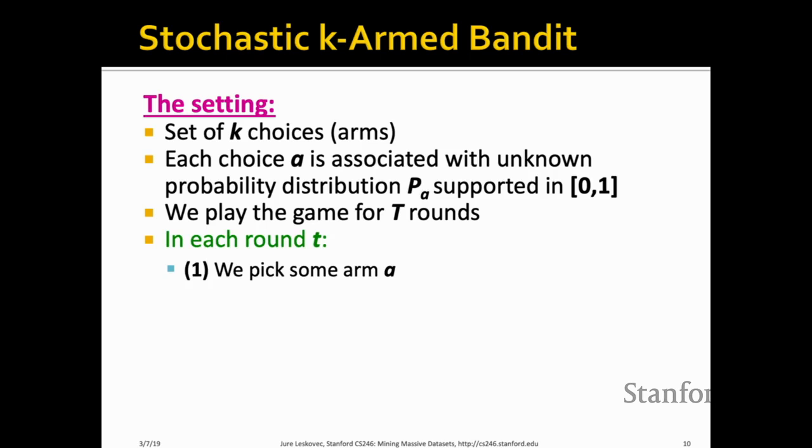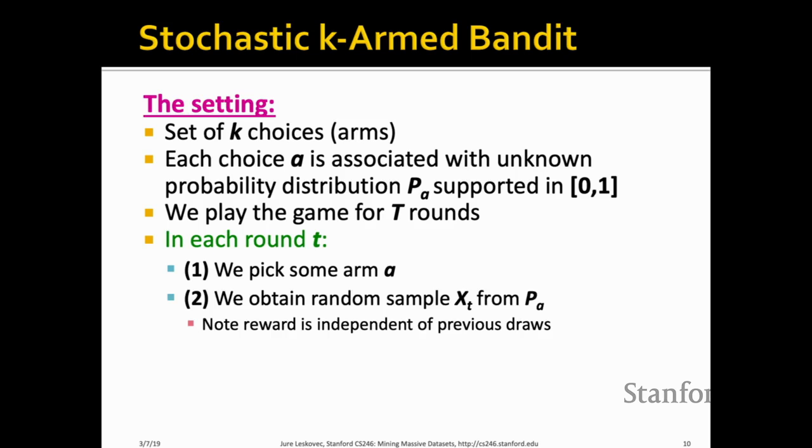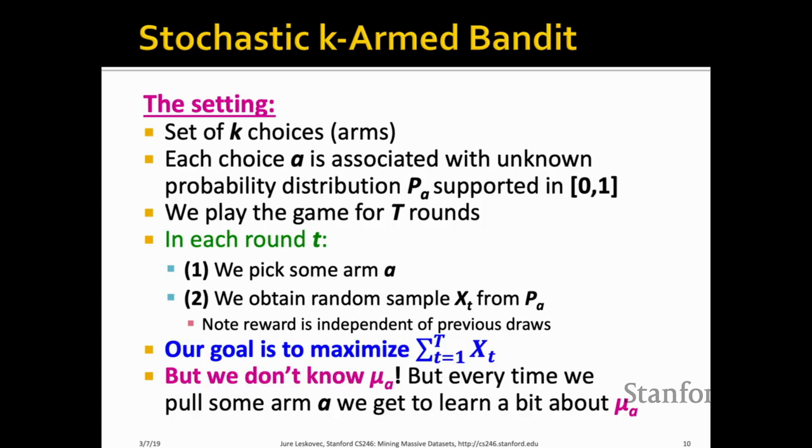And at each round T, we do the following. We decide to pick an arm A, and then we obtain a random sample X sub T from our probability distribution. Once again, let's remind each other that the rewards are independent of the previous draws. I cannot tell you for sure if this applies to slot machines. I think these details are from Vegas, and we're not allowed to know. But in general, for our setting, every time you're clicking or not on an ad, we take into account the fact that it's independent of what has been shown before to the user. And simply, we want to maximize the sum of all the possible rewards over the time T that we're running the experiments.